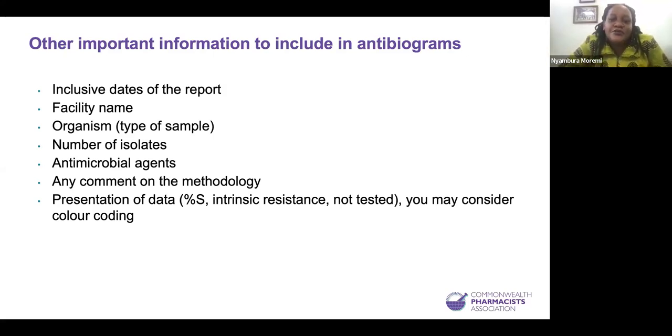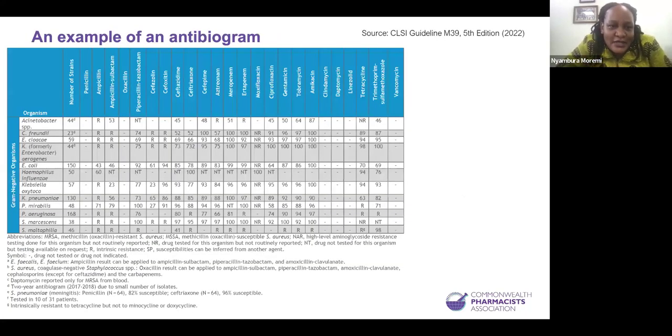And the presentation of the percentage susceptible, if you have intrinsic resistance or not tested samples. So you can present them either this way according to the guidelines. Some people present them this way. They put the R, then define that this is the intrinsic resistance. They put the NT to connote the not tested isolates. So you can see these were the gram-negative organisms from this example, and then you list every organism against the antimicrobial agent tested.